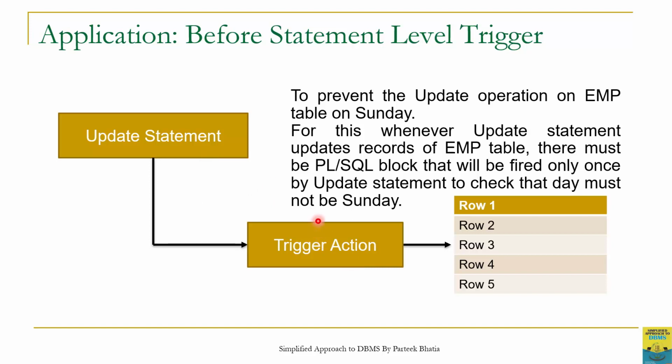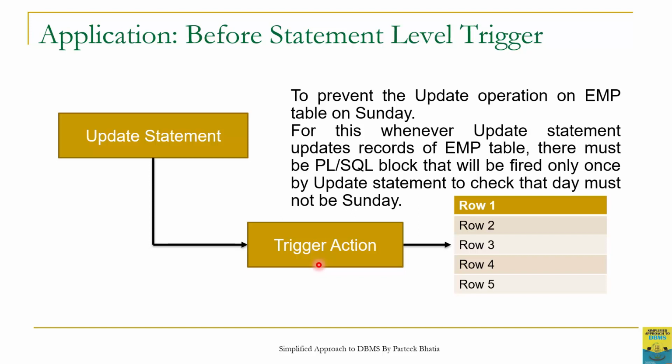If the system day is Sunday, then updation of rows will be stopped. And if system day is not Sunday, then updation of rows will be allowed. So this trigger action acts like a filter which checks system day. If system day is Sunday, then updation of rows will be stopped. Otherwise, it will allow updation of these rows.